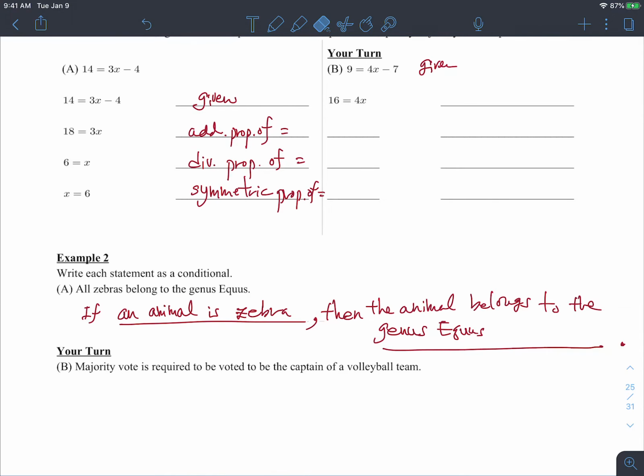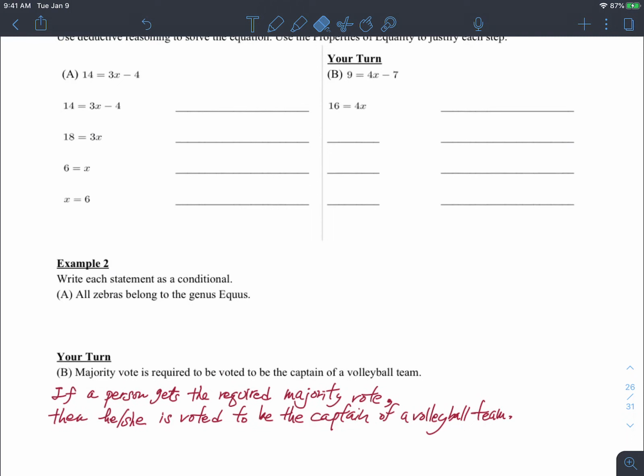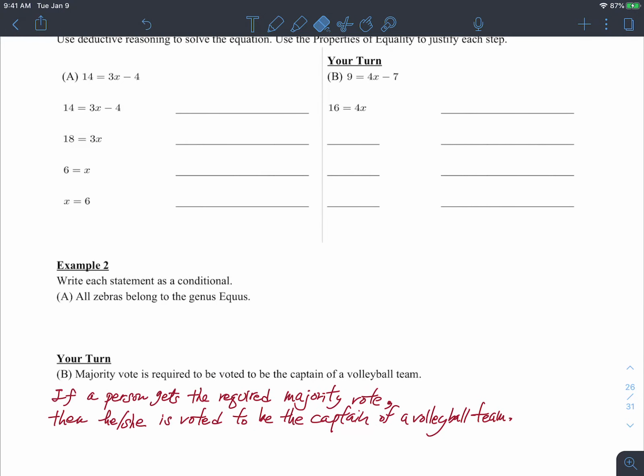All right. So the way I answer them, guys, is if a person gets the required majority vote, then he/she is voted to be the captain of a volleyball team. Okay, that was one possible way. If yours is pretty similar, it should be good enough. But if you're not sure about it, we could talk about it in the classroom.